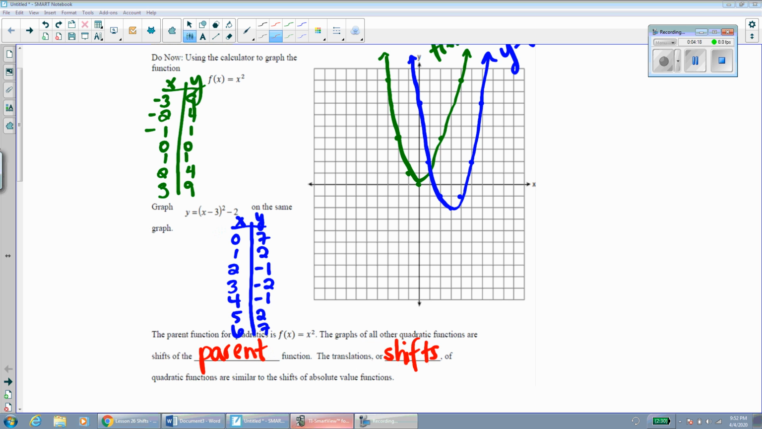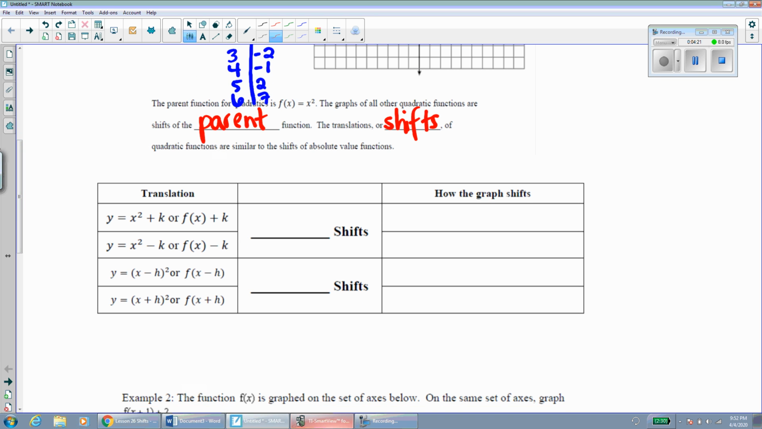Okay, so now let's take a look at these rules. When we're taking our original parent function, y is equal to x squared, and we're adding a k, we are moving up k units. And when we are taking our y is equal to x squared, that parent function, and we're subtracting k, we're moving down k units.